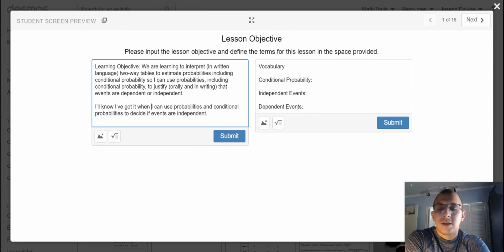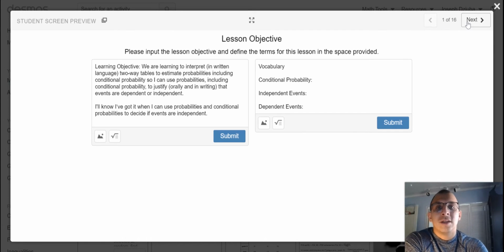All right, welcome back, scholars, to the back end of our exploration on probabilities. We are learning to interpret in written language two-way tables to estimate probabilities, including conditional probability, so I can use probabilities, including conditional probability, to justify that events are independent and dependent. Wow, that's a mouthful. I'll know I've got it when I can use probabilities and conditional probabilities to decide if events are independent.